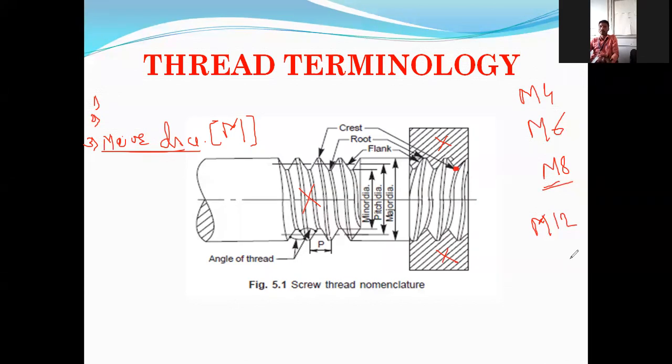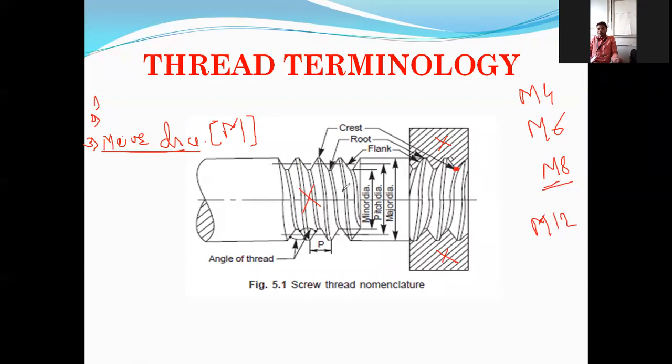By definition, major means larger. Which will be the larger diameter? In case of an external thread, it is the diameter which is passing through the crest. But what will be the definition applicable to an internal thread? From where should it pass, through root or through crest? From root. You can zoom that diagram so that you will understand. So that is correct. The answer is correct, root. So major diameter is nothing but the diameter passing through the crest of the external thread.